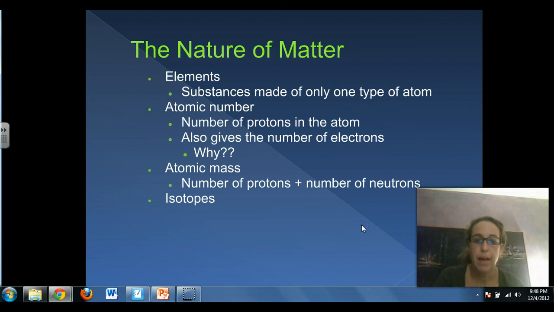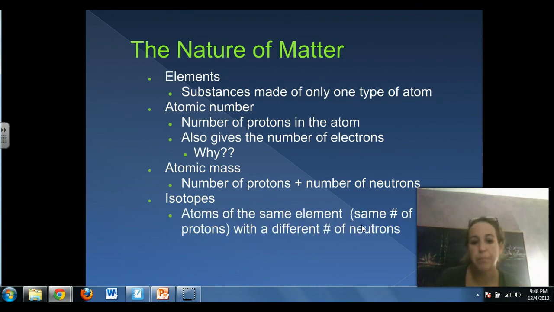Another thing that we have are isotopes. And if you look at the atomic mass on the periodic table that you have in front of you, you should notice that it is in a decimal. And that decimal is because it's an actual calculation of the different isotopes that are found in nature.